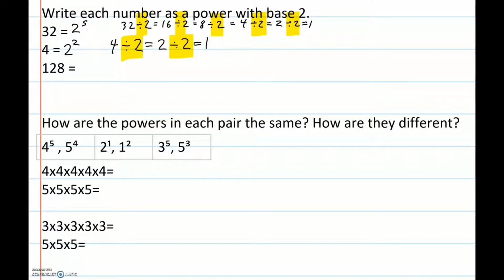Okay, now 128. Now I'm going to tell you there's 2 ways I'm going to show you how to do this. One is exactly the same as before, and we can do that. It's just going to take a little bit of time, but we can totally do that. We're going to do that first.